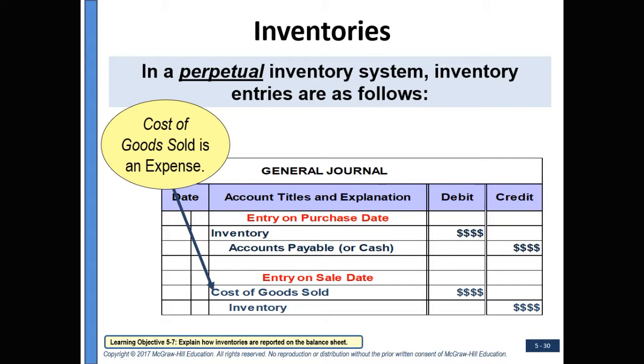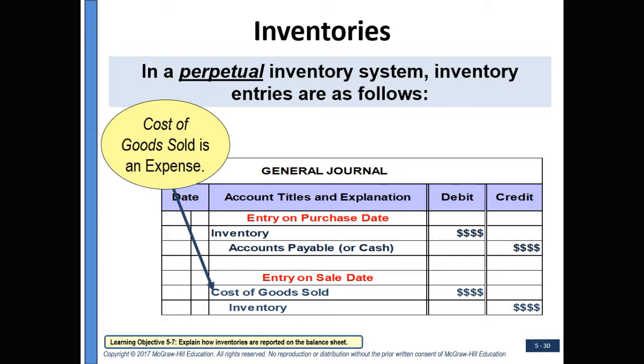Purchases increase the inventory account and increase accounts payable or decrease cash, my apologies, depending on the situation at the point of the transaction. Sales will increase the cost of goods sold account and will decrease the inventory account. Cost of goods sold is represented as an expense attached to the sales revenue.